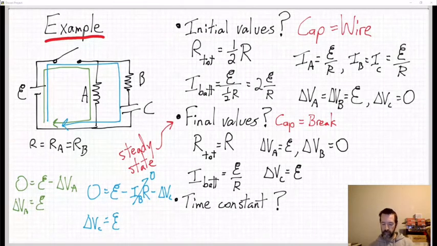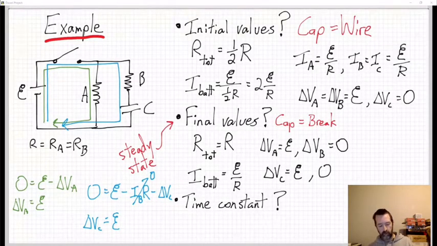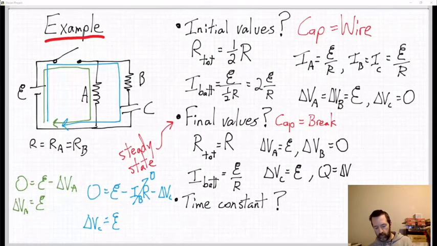Since I know the delta V for the capacitor, I could also write the charge. Q has to be delta V times C, and the delta V was E. So the final charge would be EC.